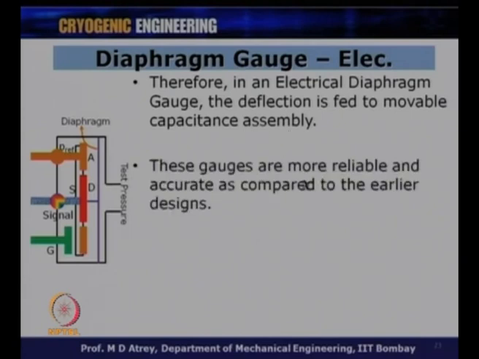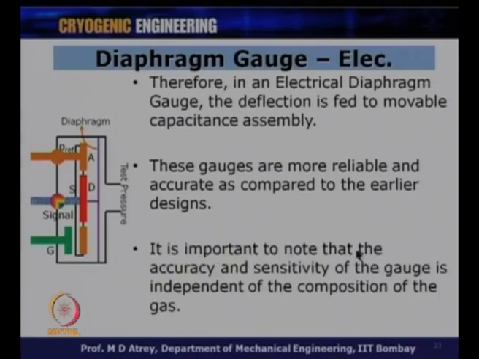These gauges are more reliable and accurate as compared to the earlier design. There need not be any mechanical assembly, there will not be any gearing mechanism or anything like that. It is just the capacitance change, which may be amplified and fed to a signal, and directly the reading of the vacuum on this side can be taken using this electrical diaphragm gauge.